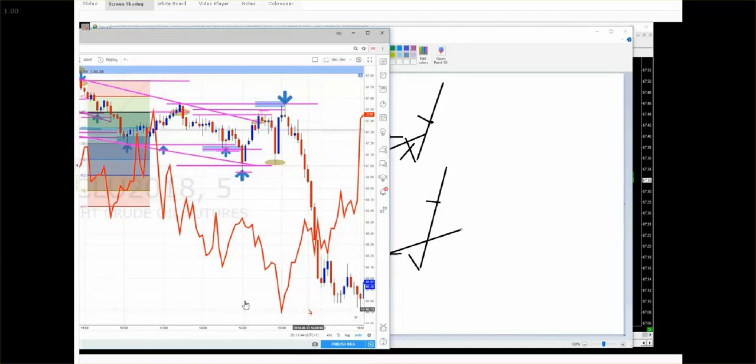Agreed? We called it before it happened, guys. We told you what we were going to do if we got that price. And this is what happened next.